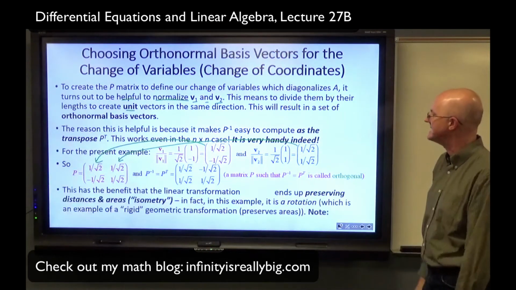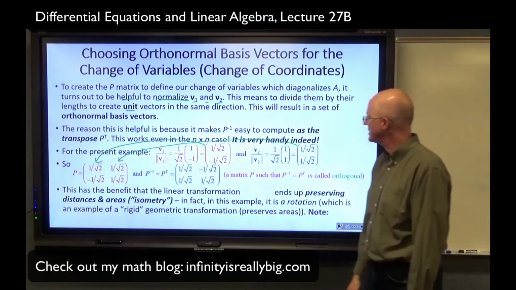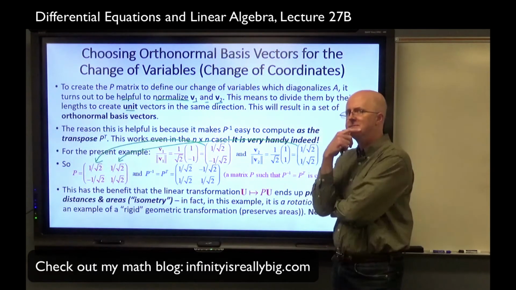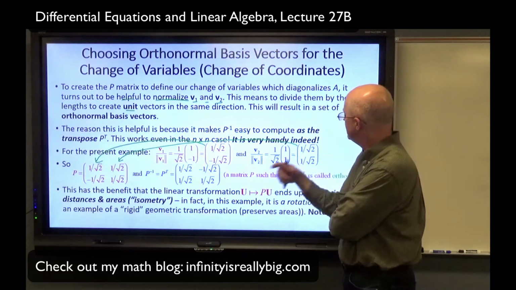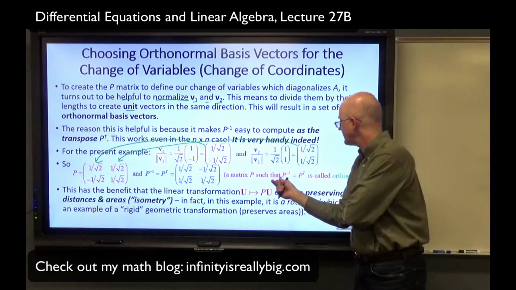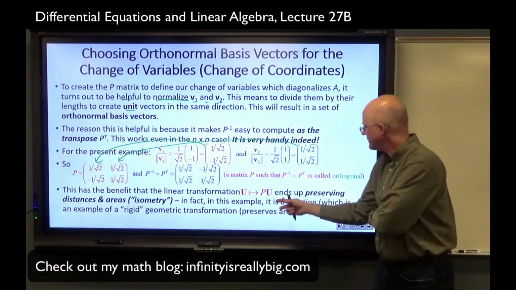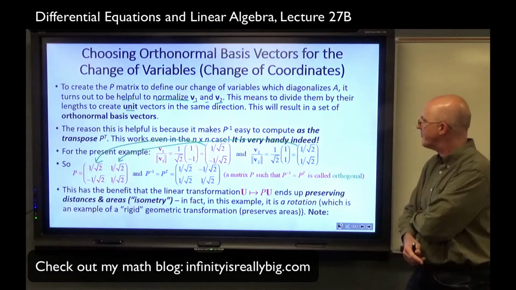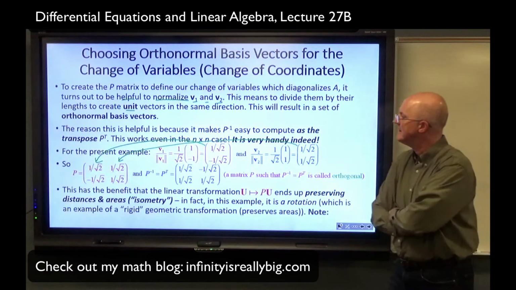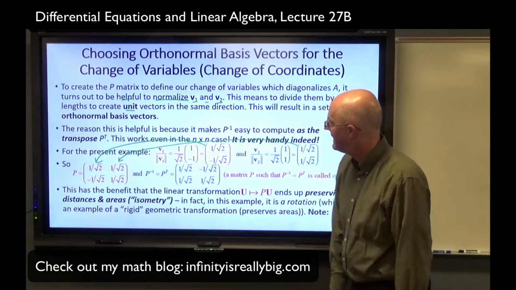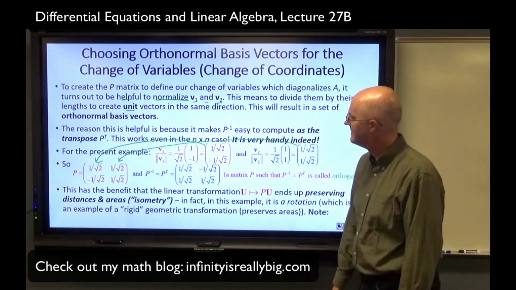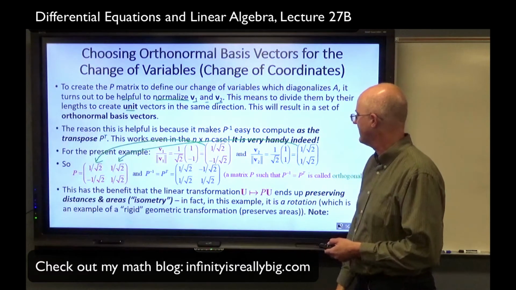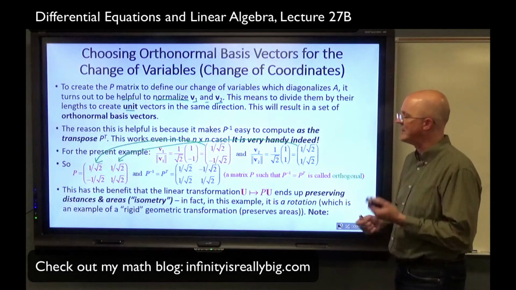What's the benefit of this? This has the benefit that the linear transformation that maps an arbitrary vector, call it u, to P times u, this feels like lecture 26c, where y was equal to P times u, the vector boldface y. Just another notation for the mapping. I could have written T of u equals P times u. Ends up preserving distances, both in 2 dimensions and higher dimensional problems, and even areas in 2 dimensions. When you look at images of sets, the areas are preserved. It's called an isometry. In fact, for this example, it ends up being a rigid rotation.